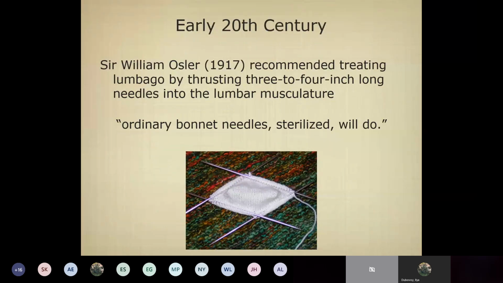In the Western world, we've had eras when acupuncture was quite popular, in fact, even with electrostimulation using Leyden jars in the 17th and early 1800s. But the latest mention before the 1970s and Nixon's famous visit to China was a reference by Sir William Osler recommending to treat lumbago, as Medicare now does, in his case with ordinary bonnet needles, sterilized, straight into the lumbar musculature.